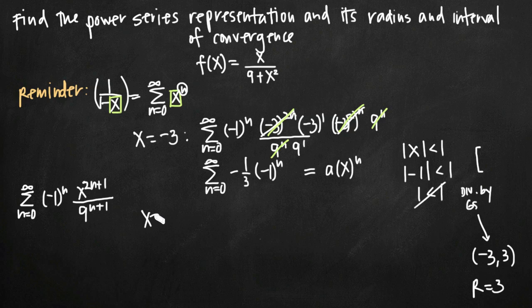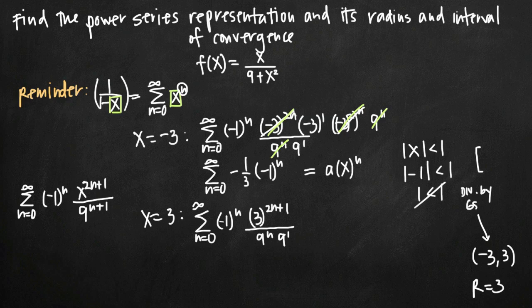So we say at x equals +3, what do we get? Well, we have the sum from n equals 0 to infinity of (-1) to the n power. Here's where we plug in our +3. So +3 goes in here for x, +3 raised to the 2n plus 1, divided by 9 to the n plus 1. And we have the same process here with algebra. We're going to call our denominator, instead of 9 to the n plus 1, 9 to the n power times 9 to the first power, like this.